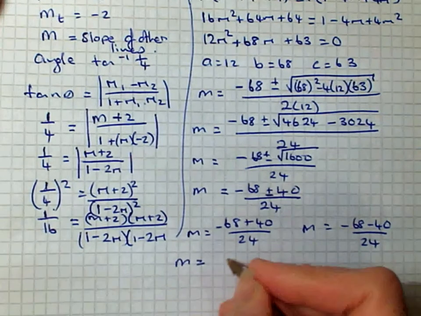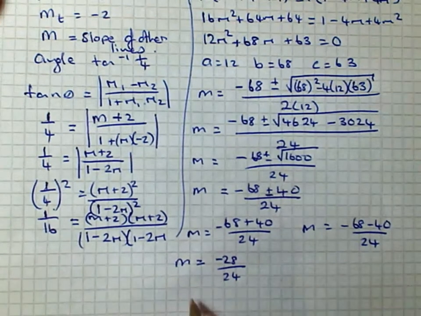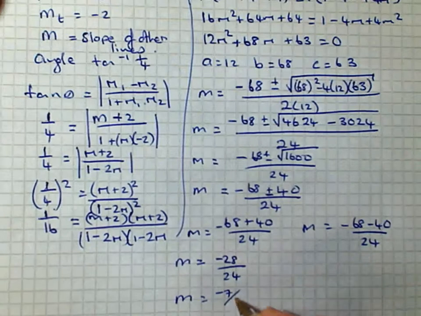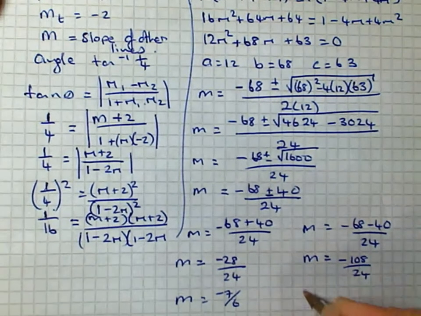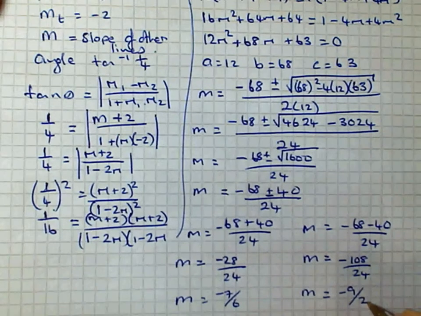So m is equal to minus 28 over 24. So our slope is minus 7/6, and m is equal to minus 108 all over 24. So our slope is minus 9/2.